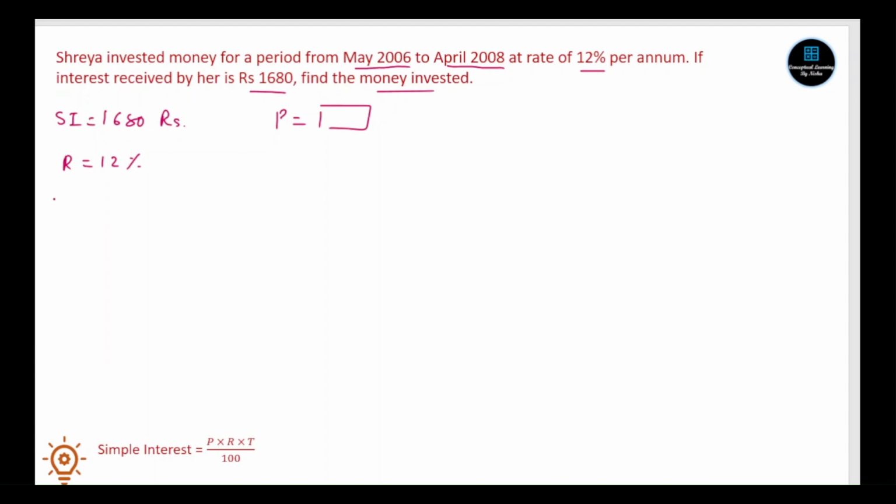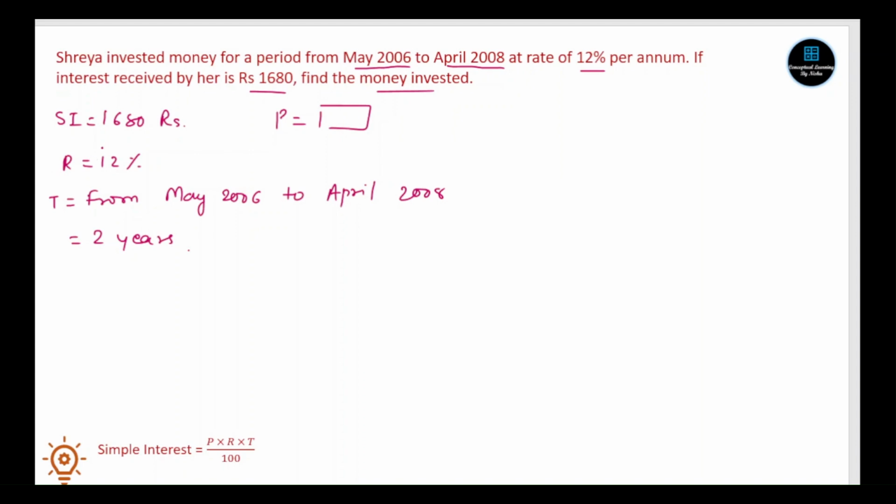And the time period is given using months and dates. So we'll find it out. T is equal to from May 2006 to April 2008. Now quickly tell me what is the duration here. From May 2006 to April 2008. So May 2006 to May 2007, 2007 to 2008. There are 2 years, right? So you can say these are 2 years.